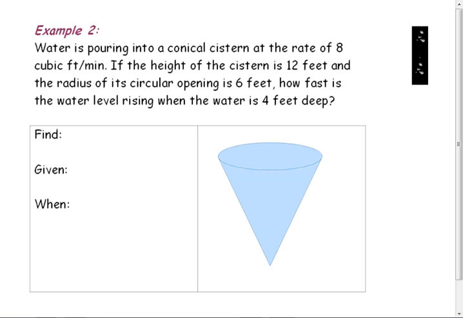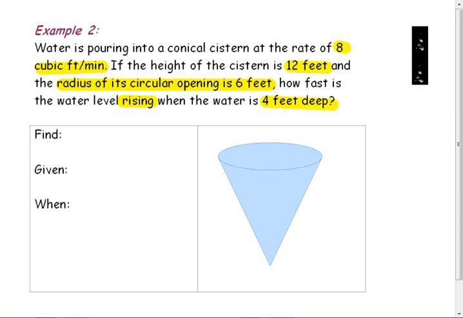So water's pouring in at the rate of 8 cubic feet per minute. That should tell you something. 8 cubic feet per minute. The height of the cistern is 12 feet. That's not going to change. The radius of the opening is 6 feet. Not going to change. How fast is the water level rising when the water is 4 feet deep?